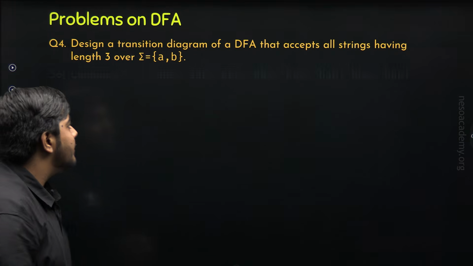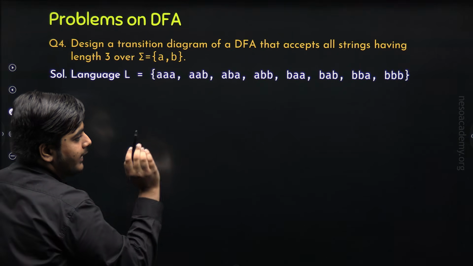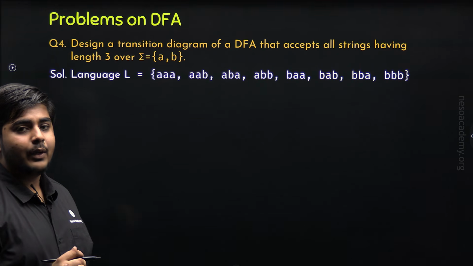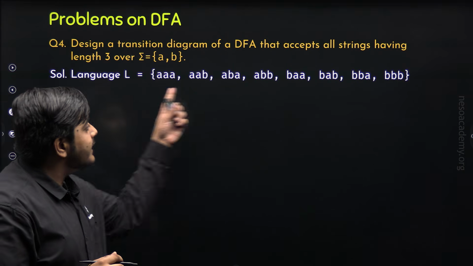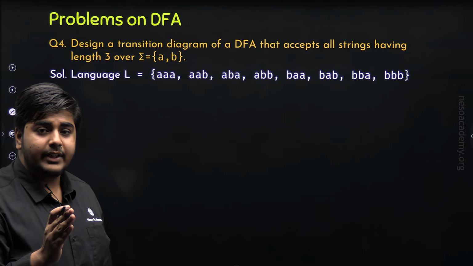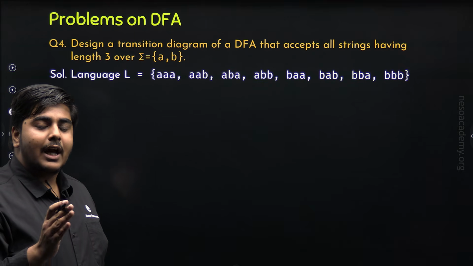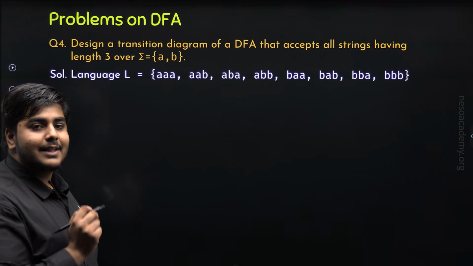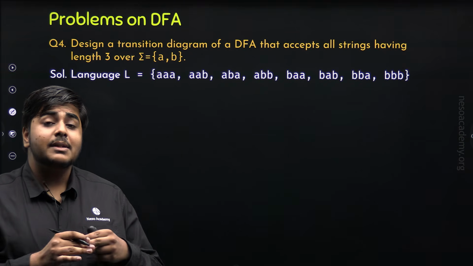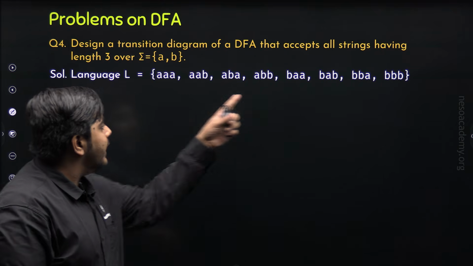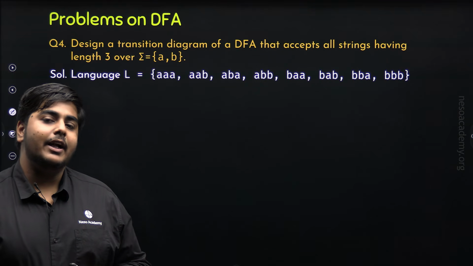So let's see the language. In this language, you can see all the strings are having length equal to 3. And this is an example of a finite language. In the last 3 questions, we were having the infinite language. But here you can see that there are only 8 strings having length 3, and that is why this is a finite language. Now, we will start constructing our deterministic finite automata for this language. Here you can see that there is no particular simplest possible string because all the strings have the same length. So we will consider all the strings while designing our DFA.